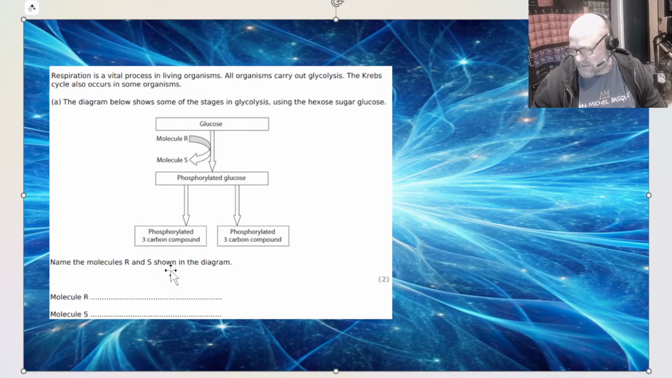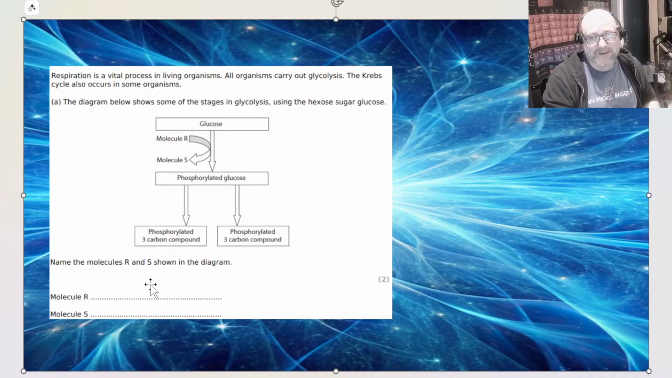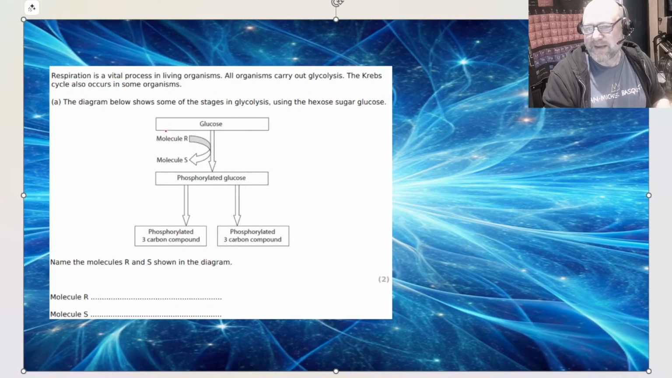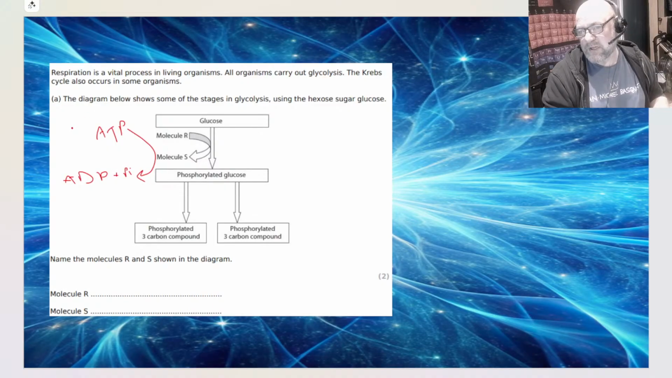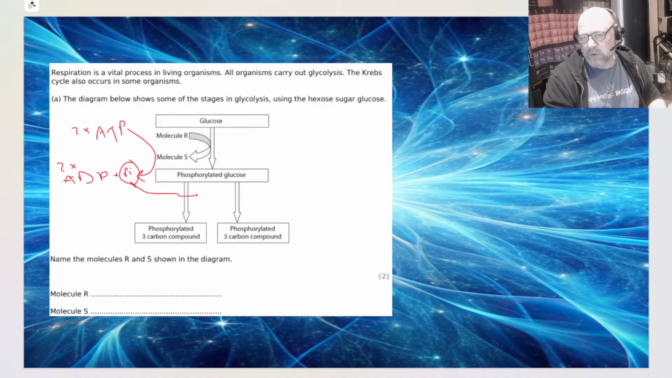And molecule S is probably Pi or ADP, I guess. Yeah, ADP for S, because I guess the Pi has joined to the glucose. So what's happened here is ATP has gone to ADP plus Pi. It's actually 2 times, so this would form 2 lots of that, right? But these have joined to the glucose.